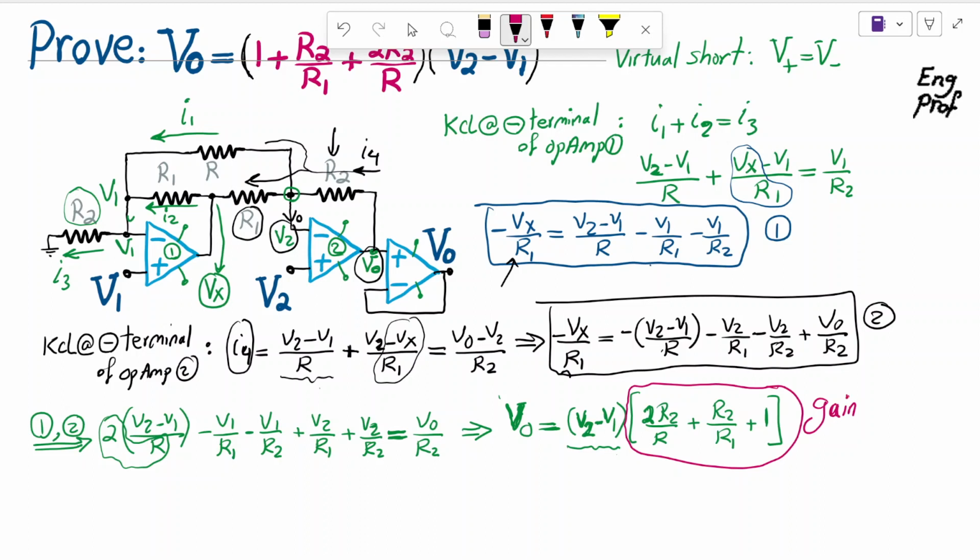And you can see that the output is purely defined as the difference of the two input voltages times a gain. So it's just done. That is exactly what we wanted to prove.